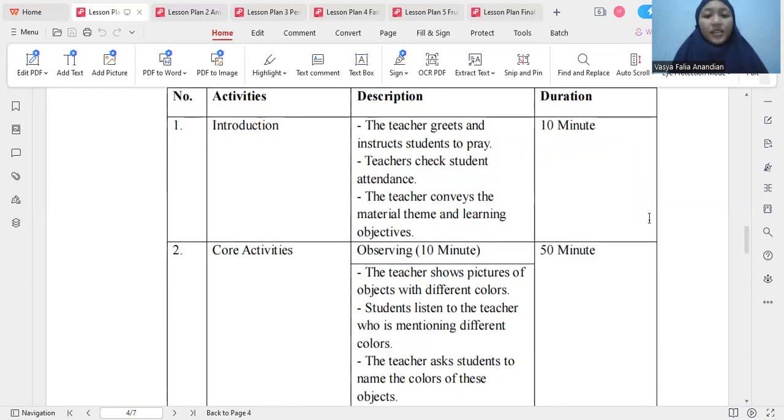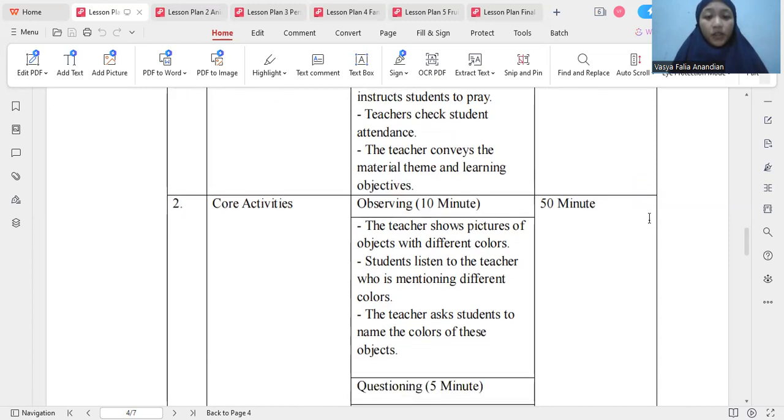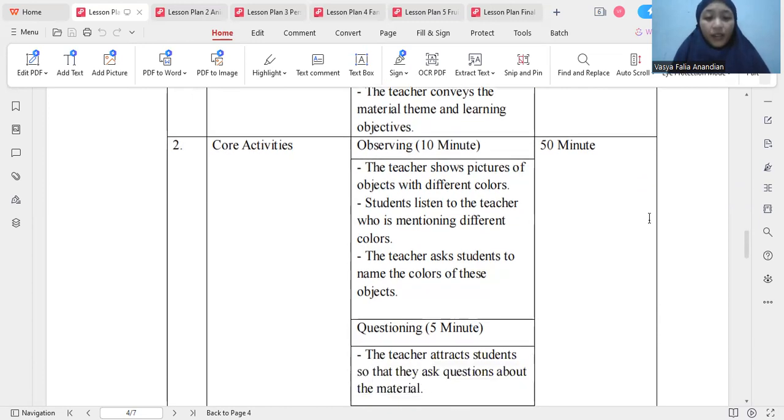Second, core activities. The first part is observing for 10 minutes. The teacher shows picture of object with different colors. Students listen to the teacher mentioning different colors. The teacher asks students to name the colors of the objects.